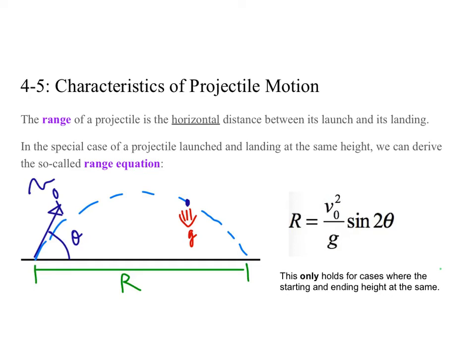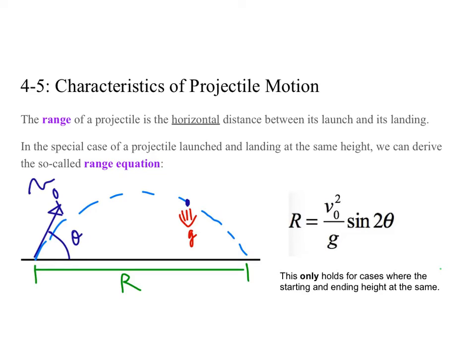Let's talk about some characteristics of projectile motions. The range of a projectile is defined as the horizontal distance between its launch and its landing, how far it travels along the ground, not how far it travels through the air. In the special case of projectile launch and landing at the same height, we can derive something called the range equation, which is given here.